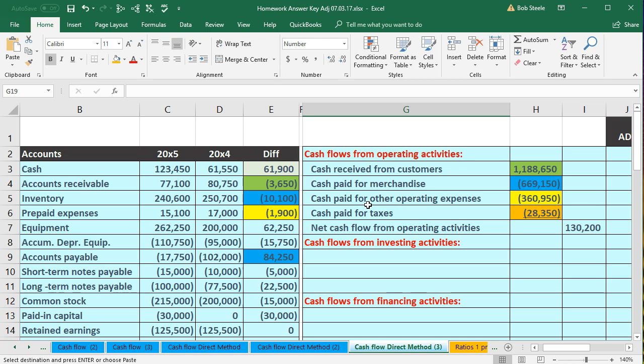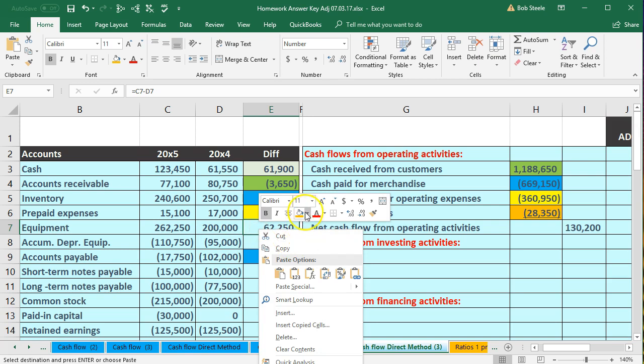We've got to find a home for all these differences. Now, the investing activities is one of the most confusing oftentimes because it typically deals with selling of property, plants, and equipment. So in this case, we have this change in equipment here. This change in equipment went from 200 to 262,250. It's an increase, and you would think that that would mean that we purchased equipment. It looks like a purchase of equipment. So I'm going to go ahead and highlight that. I'm going to make that red.